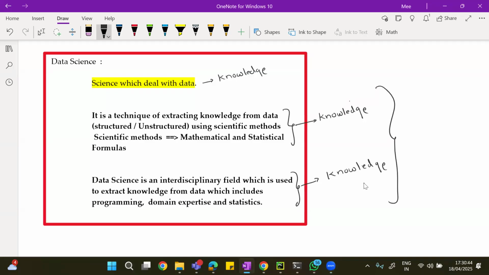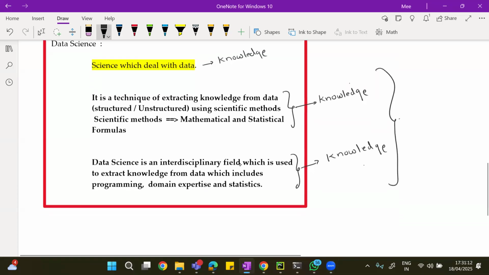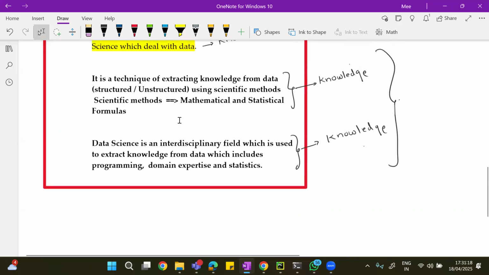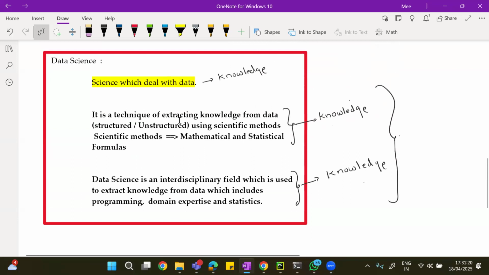Okay, now hope you got the basic understanding of data science, right? All you have to do is have the data, spend time on that data, and understand the data. Once you spend the time and understand the data, you are going to get the knowledge out of the data. That is what this means. Clear? Now, we will keep this data science aside for now.